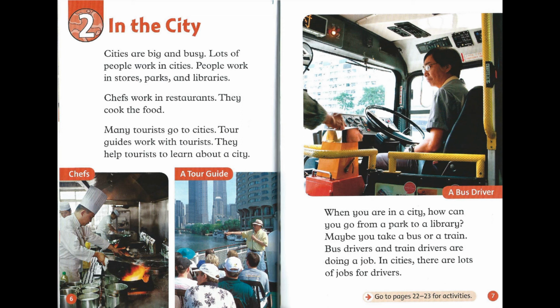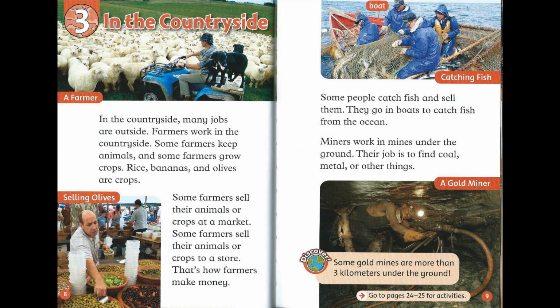Chapter 3. In the countryside. In the countryside, many jobs are outside. Farmers work in the countryside. Some farmers keep animals, and some farmers grow crops. Rice, bananas, and olives are crops.